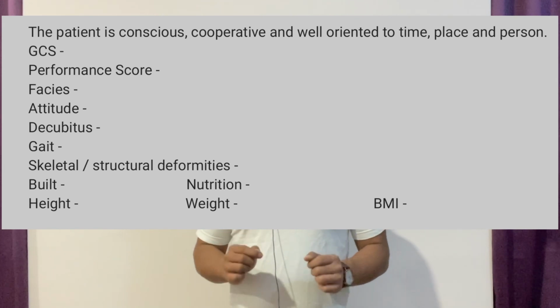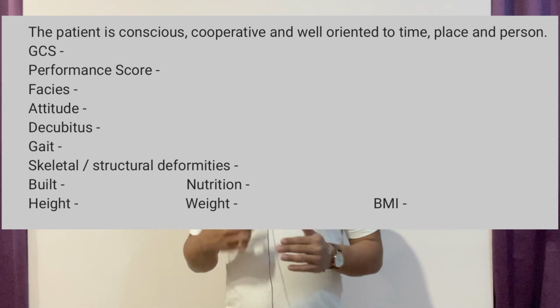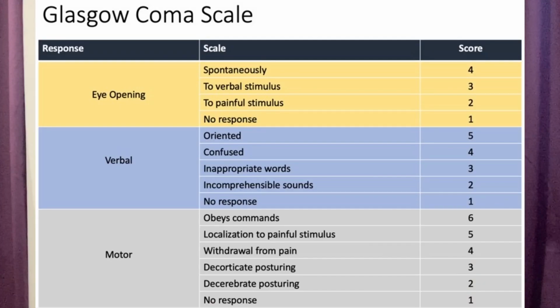The first thing that we have to note down is that the patient is conscious, cooperative, and well oriented to time, place, and person. If you would like to add, you can add a GCS score, that is the Glasgow Coma Scale. In a normal patient, it is 15 out of 15.